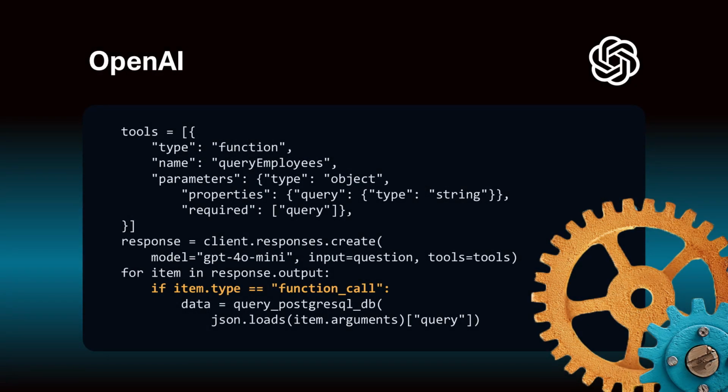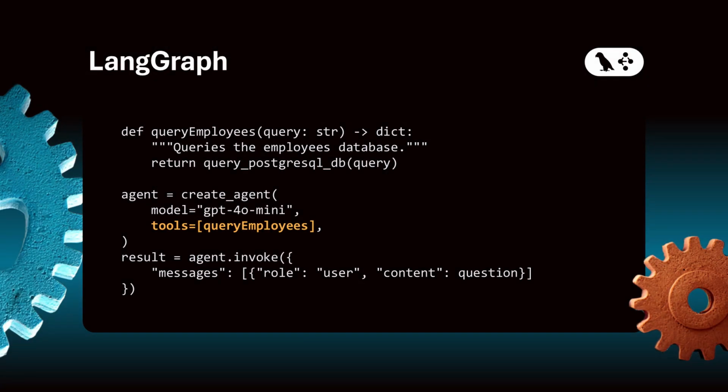OpenAI. This one is different. It's the raw responses API, not the agent's SDK. You describe the tool yourself, as a JSON schema, and pass it in. When the model asks for the tool, you run the function yourself. Then you feed that result back to the model for the final answer. More control. More wiring.